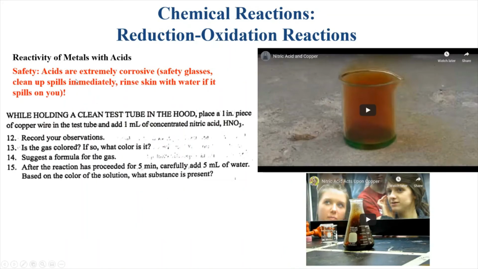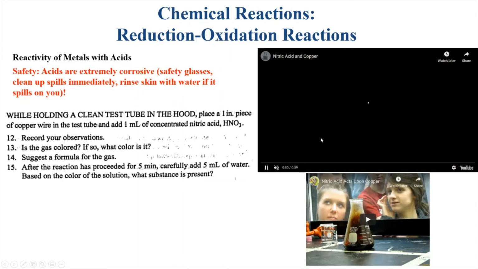Now, let's take a look at the reactivity of copper with a stronger acid, nitric acid. Nitric acid has a chemical formula of HNO3. This one you're going to want to do in the hood, and we'll see why in a second. While holding a clean test tube in the hood, you place 1 inch of the copper and 1 ml of concentrated nitric acid. We'll look at the observations in just a second.